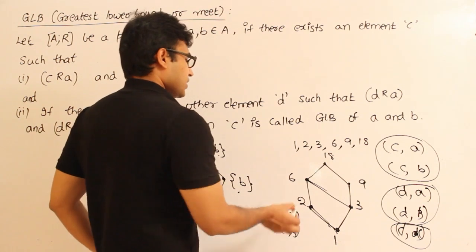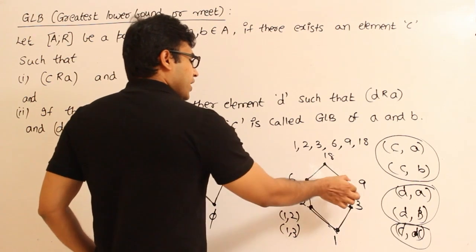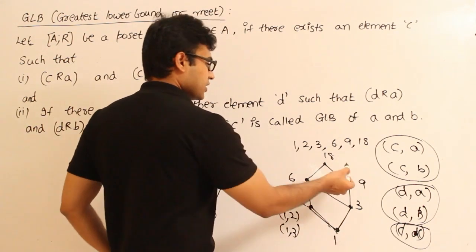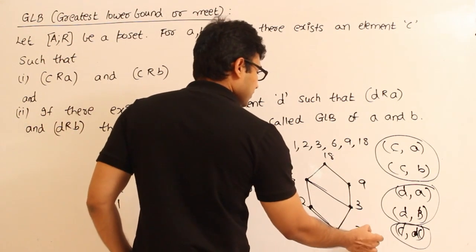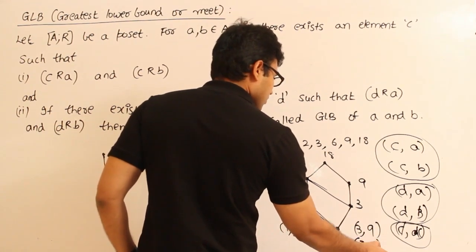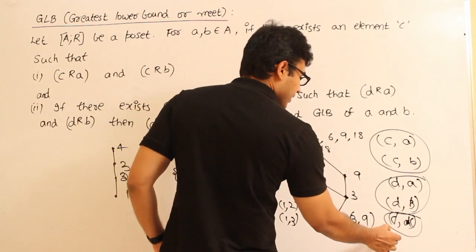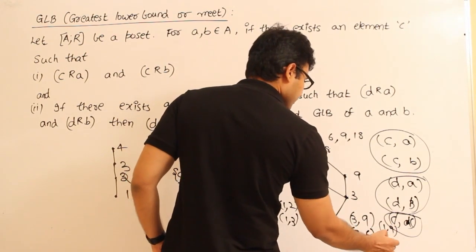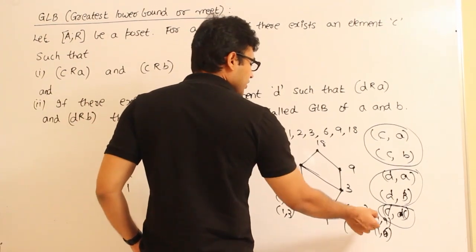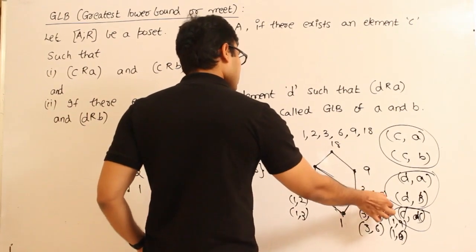Now check this, 6 and 9. You should find all the elements which are lower than both 6 and 9, which means all the elements which are related to 6 and 9. One is 3, which is lower than these two, and you'll even get 1, which is lower than these two. But then you have to take the greater among these two. How do you know the greater? You have to see which one is lower. So 1 is lower, therefore the greatest lower bound is 3.